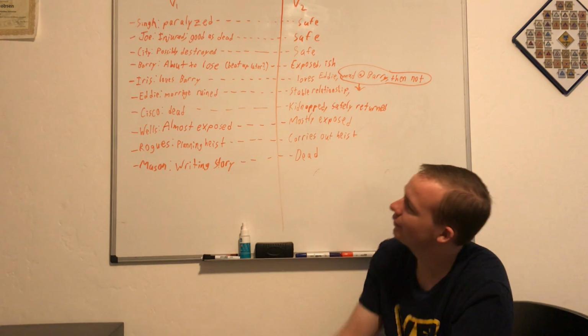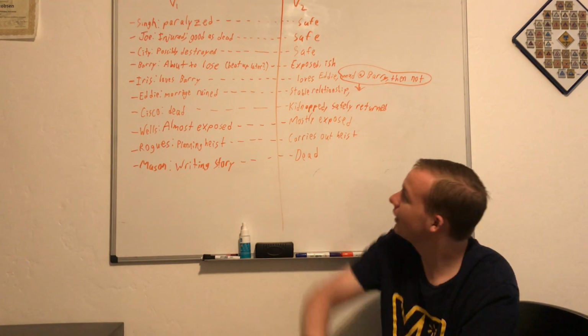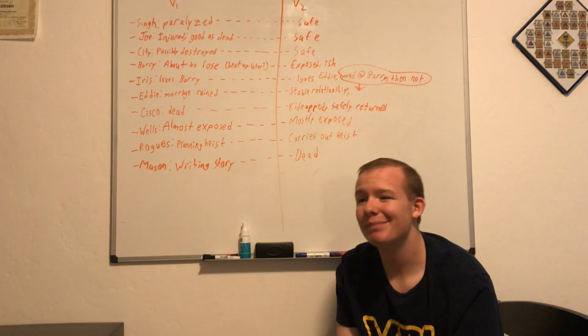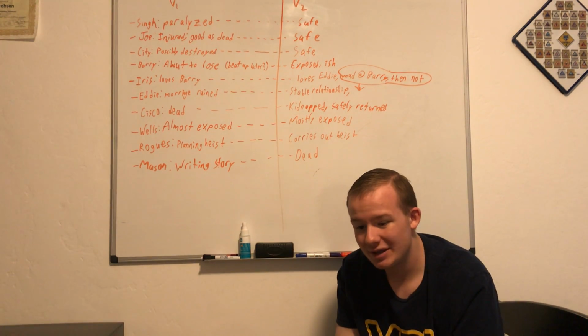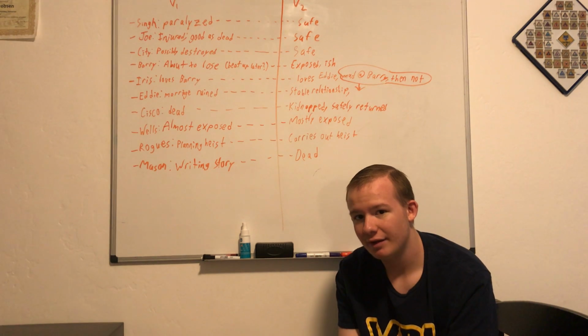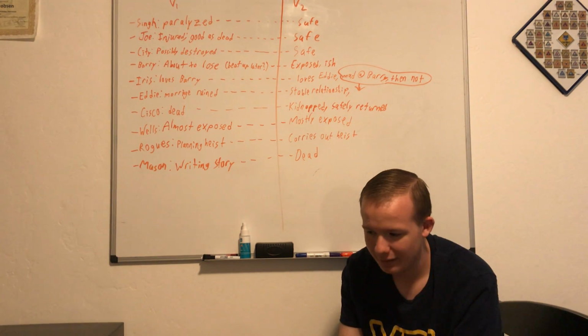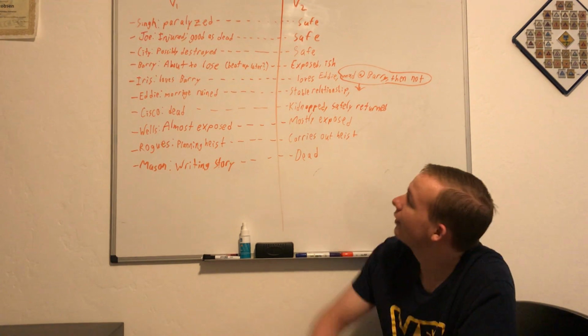Yeah, I forgot to include his girlfriend on the board. That's fine. Eddie Thawne, his marriage is ruined. As I said, Iris confesses a love for Barry Allen, thus ruining Eddie's marriage with her.